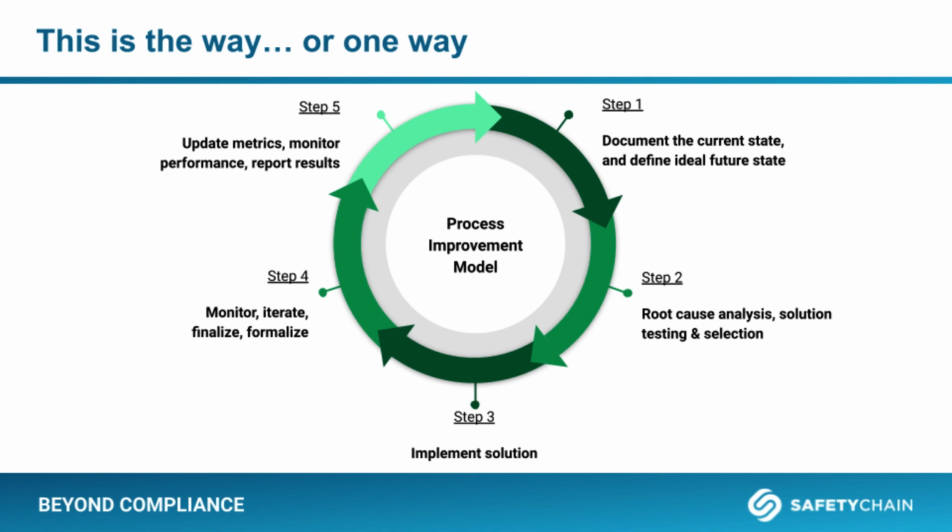Eventually we'll finalize what this project is, and then we're going to formalize it, right? We're going to document our procedures. We're going to make sure that folks are trained. We're going to make sure that it's really clear what we're doing and why we're doing it and how it's to be done. And then transitioning into step 5, we want to update our metrics.